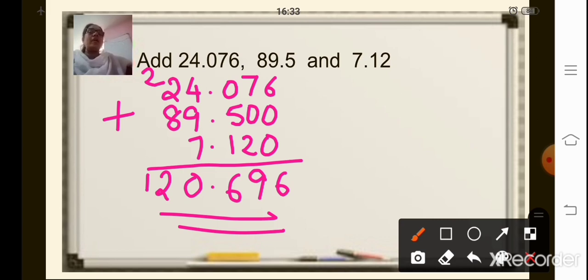Okay, so a few things you have to keep in mind. The first thing is you'll write the numbers one below the other. The decimal point should be in proper order. And you'll write the numbers properly one below the other.